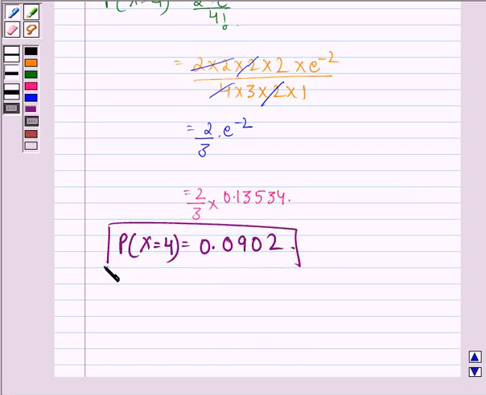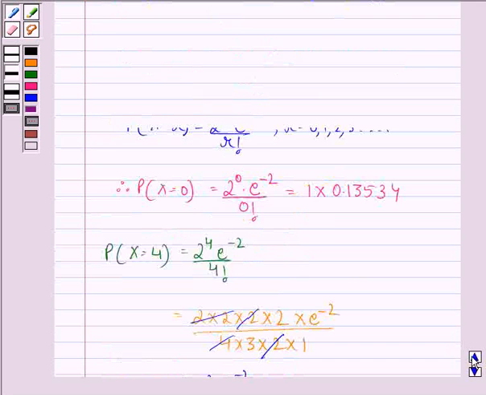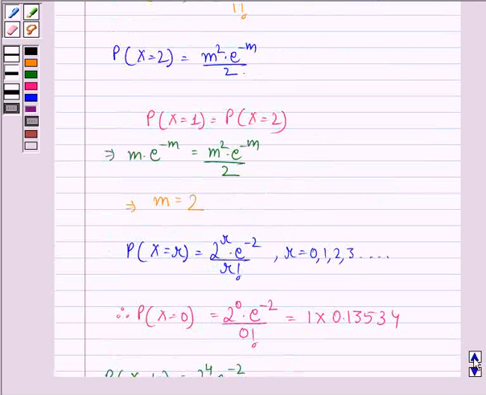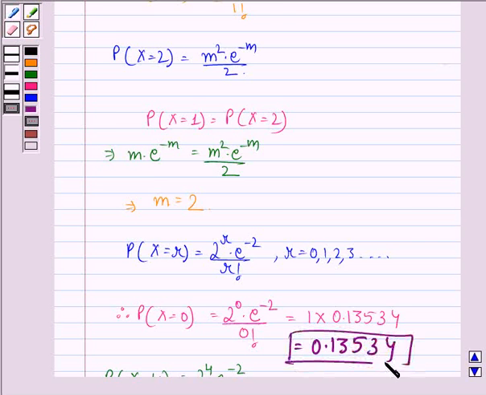So probability at x equals 4 is 0.0902, and probability at x equals 0 is 0.13534. So this is our answer to this question.